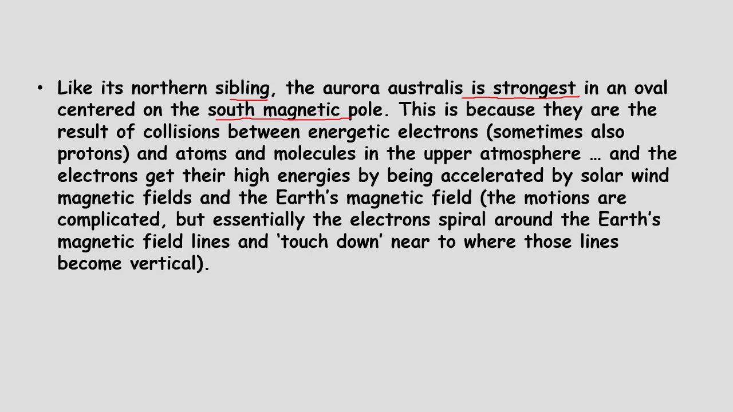This is because they are the result of collisions between energetic electrons, sometimes also protons, and atoms and molecules in the upper atmosphere. The electrons get their high energies by being accelerated by the solar wind and the Earth's magnetic field. The motion is complicated, but essentially the electrons spiral around the Earth's magnetic field lines and touch down near where those lines become vertical.